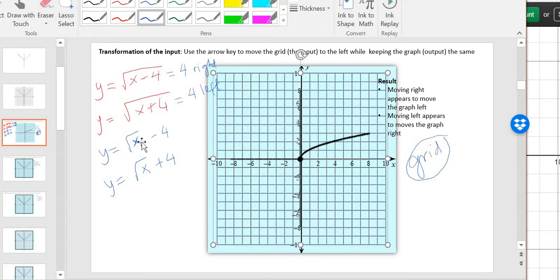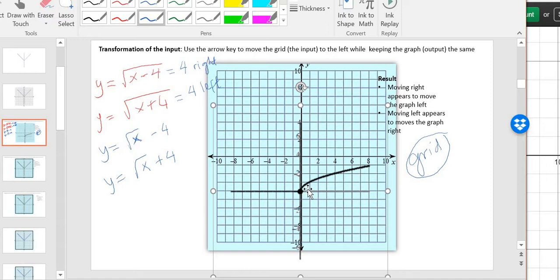So I want to move the output 4 units down. So I just move it down. It follows. The grid is stationary now. It's not moving. So you just move 4 units down. That's why this is 4 units down, because the grid is stationary. This is 4 down. All right.